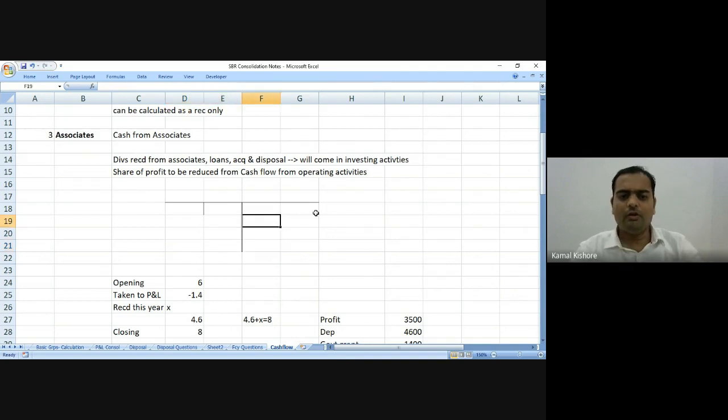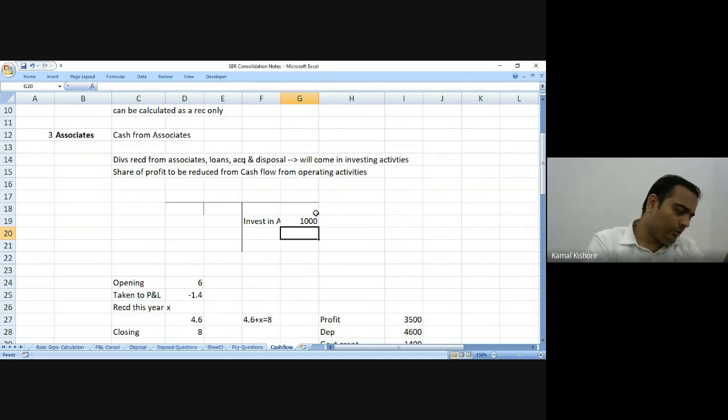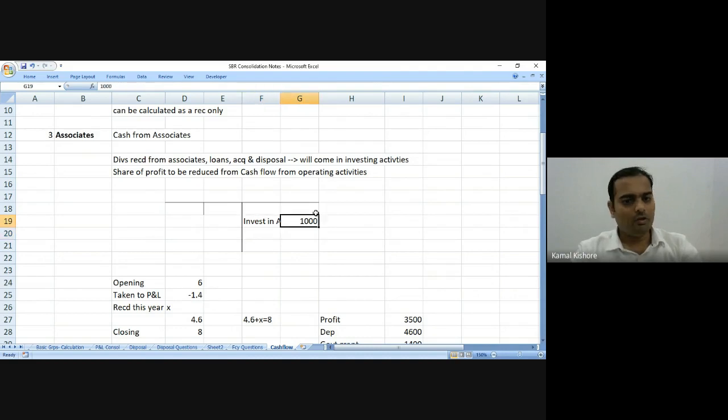Okay, so associate accounting, what happens? Investment in associate, this is how I will show. If I spent, say, 1,000 rupees to acquire a shareholding of, let's say, 30% or 40%, then we follow associate accounting. Investment in associate is 1,000.